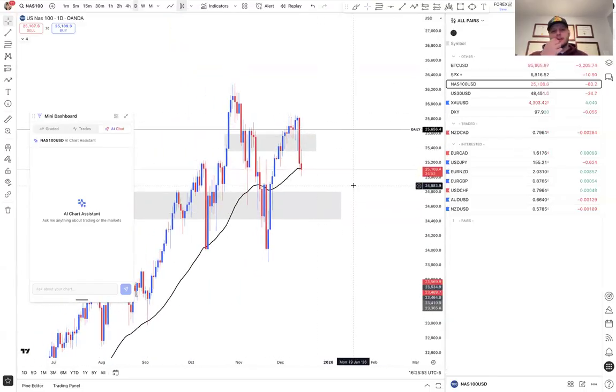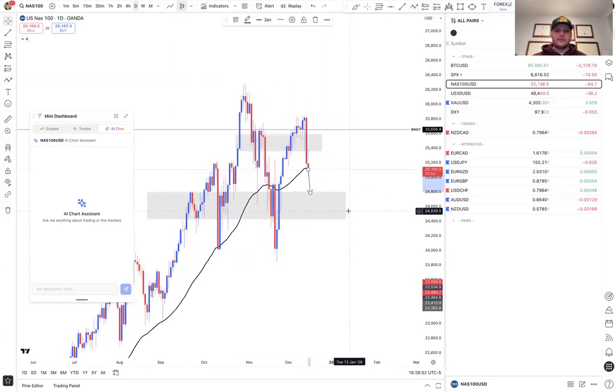Yeah, and another selling daily candle. And this daily candle pulled back into the area of interest to continue to sell. At this point, I believe it should just continue to sell into this next area of interest.